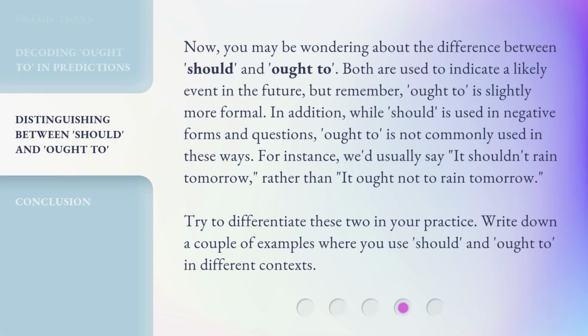Now, you may be wondering about the difference between should and ought to. Both are used to indicate a likely event in the future, but remember, ought to is slightly more formal. In addition, while should is used in negative forms and questions, ought to is not commonly used in these ways. For instance, we'd usually say, it shouldn't rain tomorrow, rather than, it ought not to rain tomorrow.